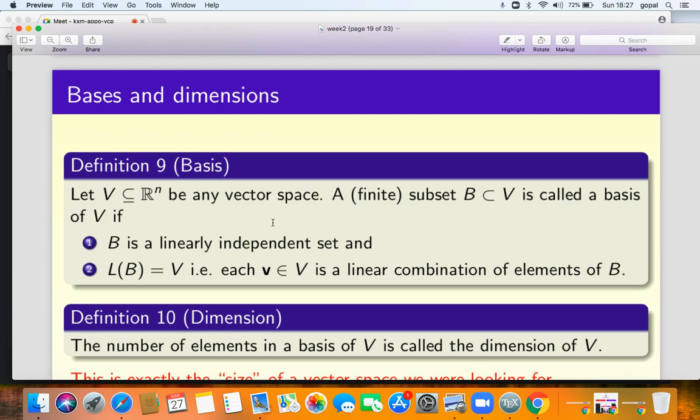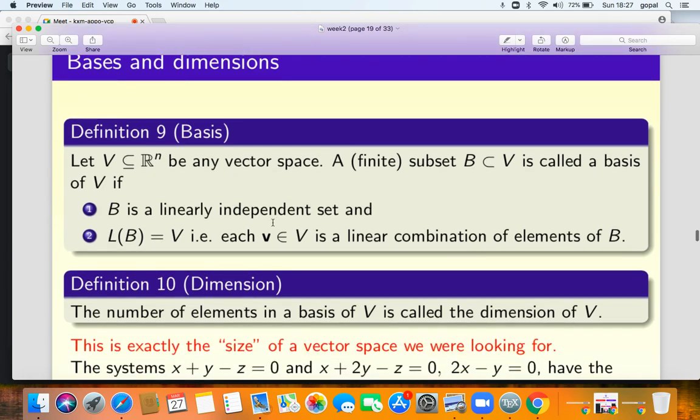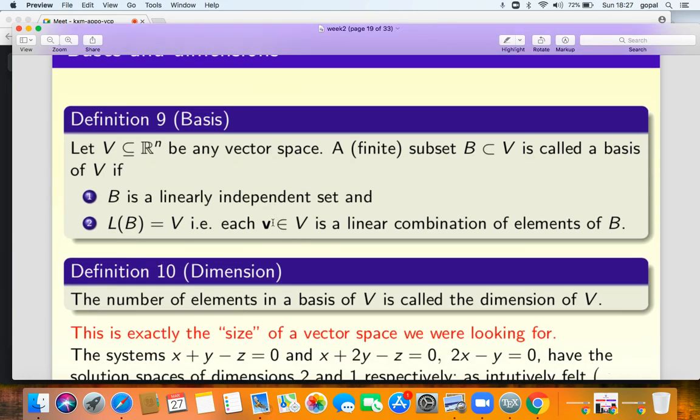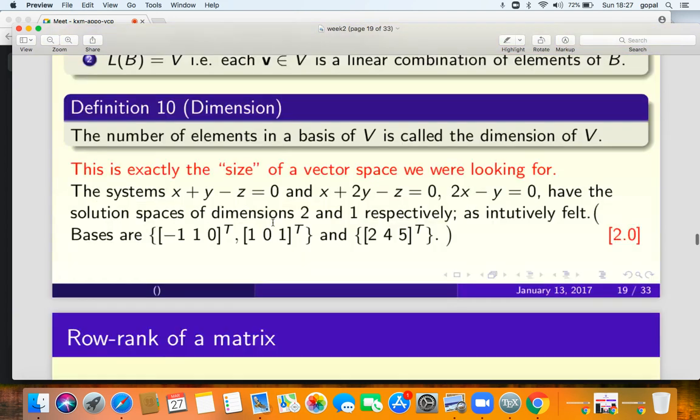Now we have seen using the fundamental lemma that every vector subspace of Rn has a basis and any two bases have the same cardinality, and this number is called the dimension of the vector space.